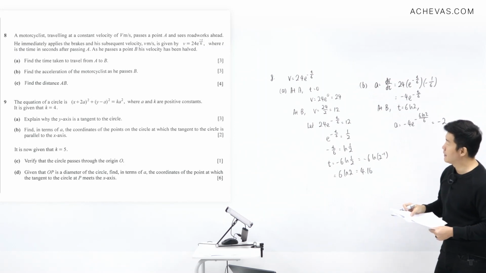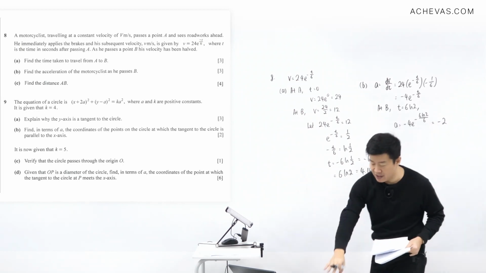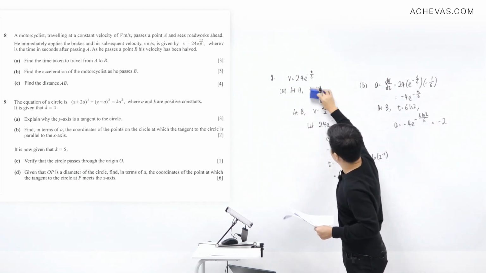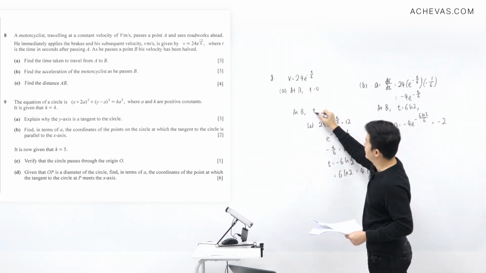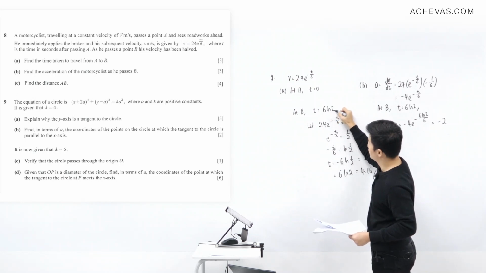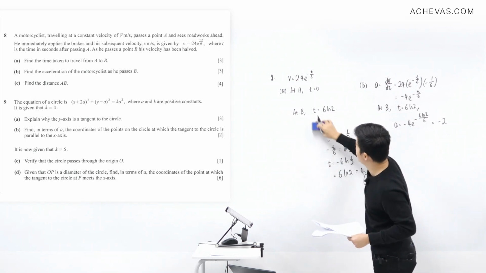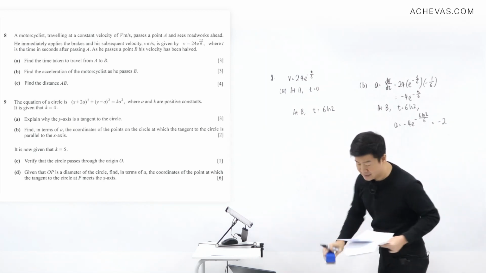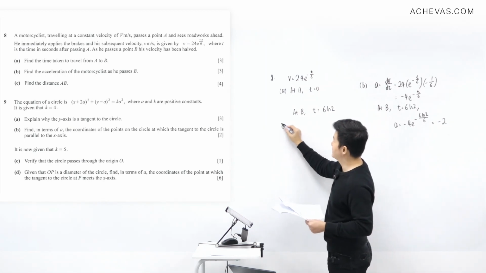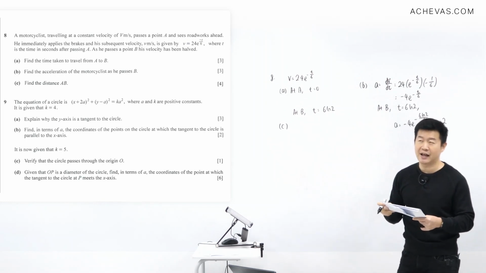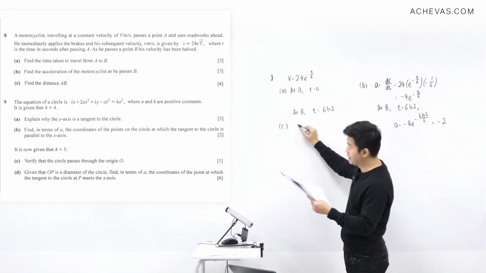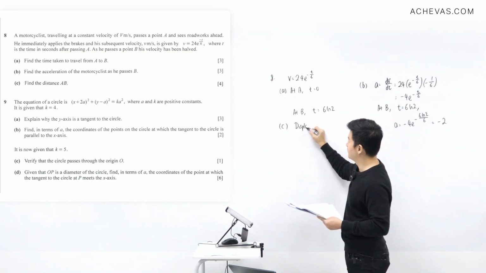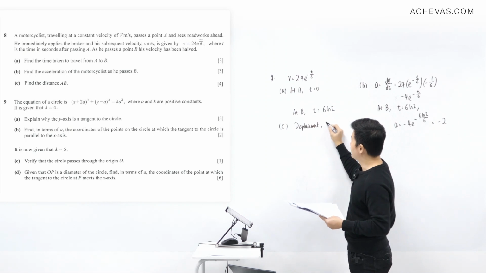Let me just keep the information about the time at A and at B. So at A, we know the time is equal to 0. At B, the time that we have found is this. So let me write it down here. The time is equal to 6 ln 2. Let's make use of these two pieces of information to find the distance AB. So in part C, in order for us to find the distance, we need an expression to represent the distance. And that we can obtain by looking for the displacement. So for the displacement, I'm going to let it be s.